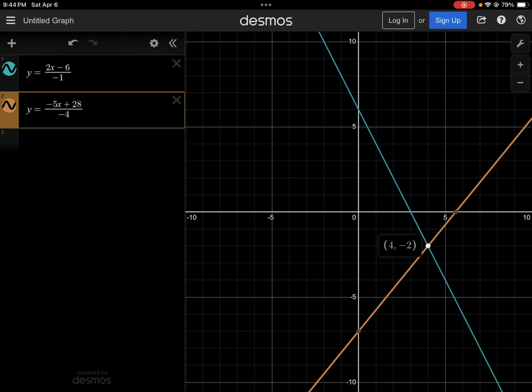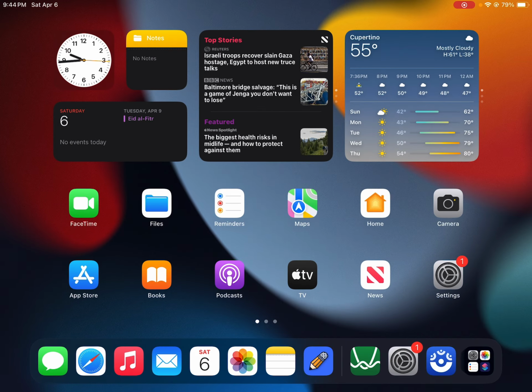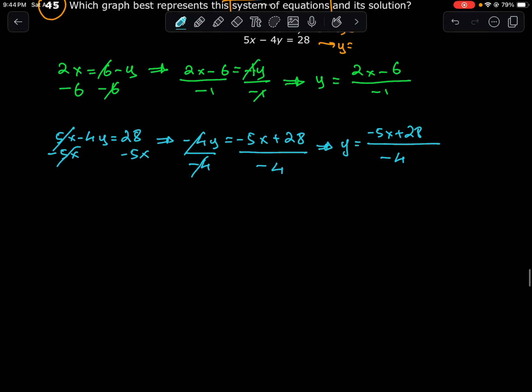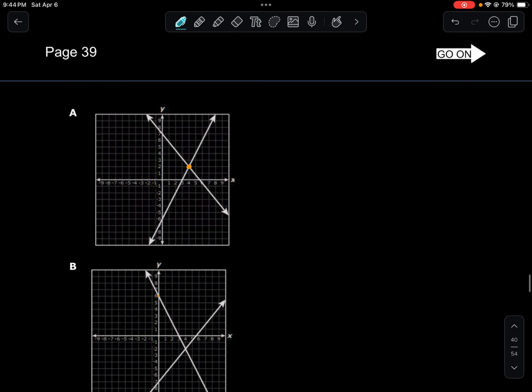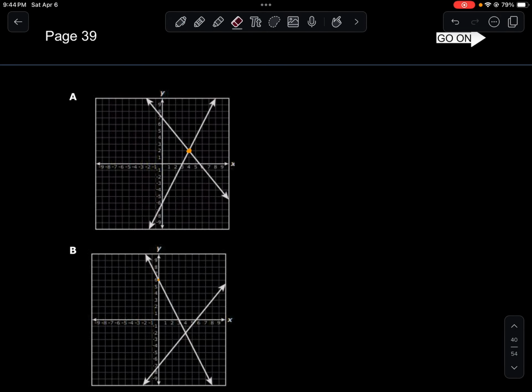It doesn't ask me to find the solution. It asks me to match the graph. I'm going to start by checking where this intersection point is. It's in the fourth quadrant. So let's see which graph has the intersection point in the fourth quadrant. Well, I see that this one is in the first quadrant. This is the first quadrant, so that's not it.